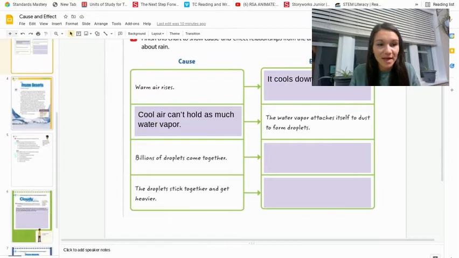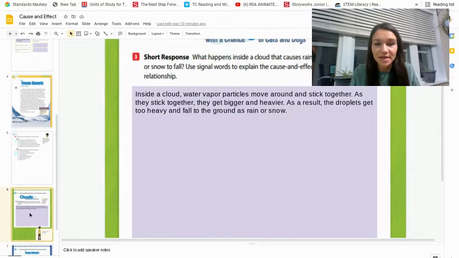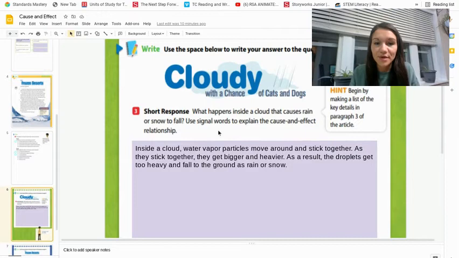I'm going to skip ahead to slide 6 because this is the short response that goes with Cloudy with a Chance of Cats and Dogs. So I've kind of shown you what a response would look like for this one. What happens inside a cloud that causes rain or snow to fall? And we're going to use signal words to explain the cause and effect relationship.